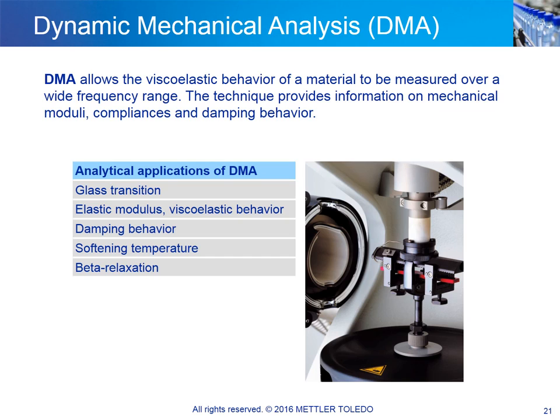The table lists the main DMA applications used in the field of quality control. DMA can provide information about the modulus, damping, and viscoelastic behavior of materials. Also, the glass transition temperature, softening temperature, and sub-Tg processes, such as the beta relaxation, can be measured. The picture on the right shows a sample installed in the DMA ready for measurement in bending mode.